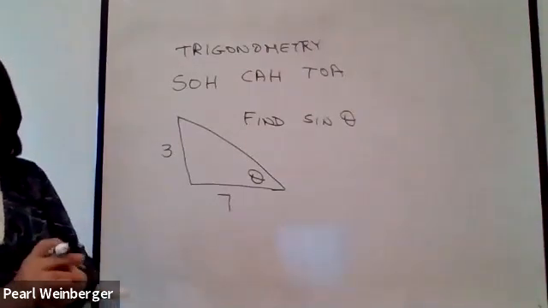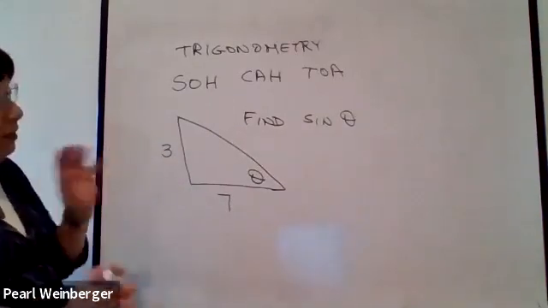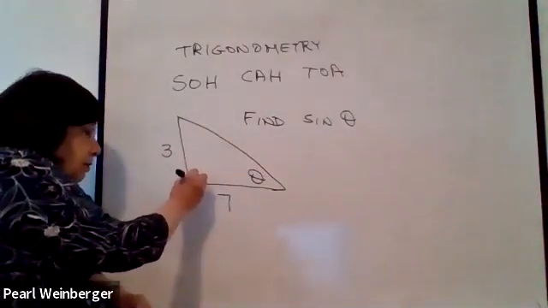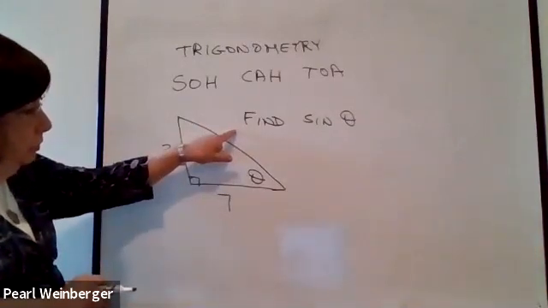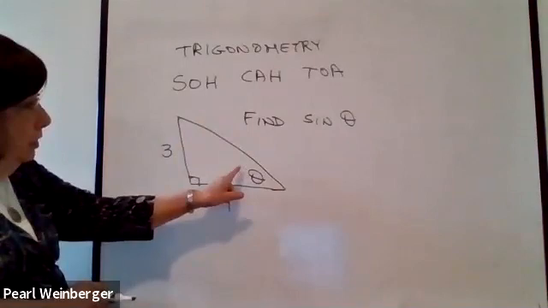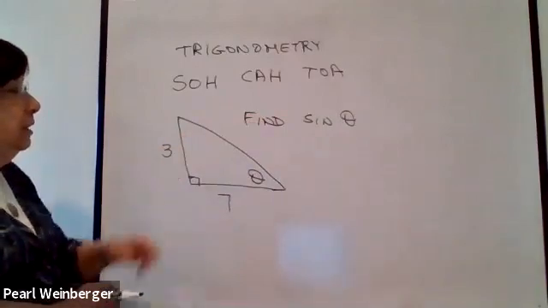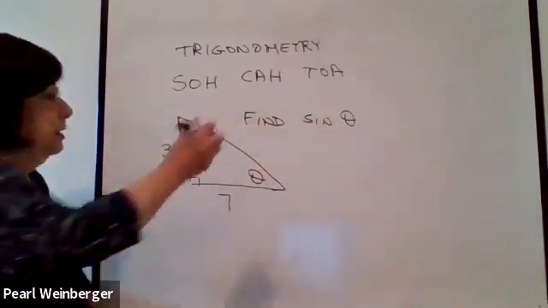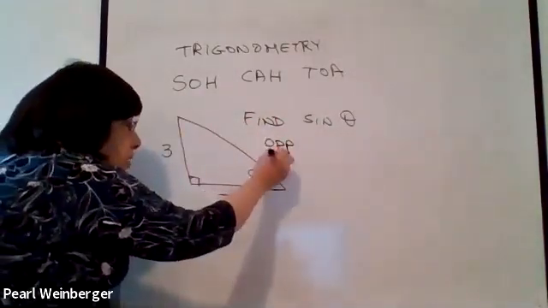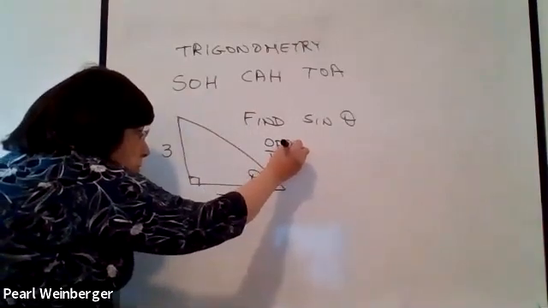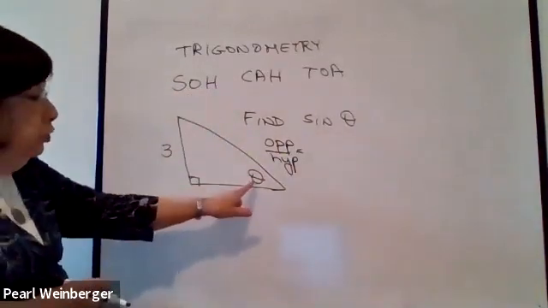All right, let's see if we can work on this together. I didn't have any A, B's, and C's in here, but it doesn't matter. I still know that this is my right angle. I really should have put that little square in there. So this is my hypotenuse, and this is the angle that I'm looking at. Now, it says find sine theta, and I know sine is opposite over hypotenuse. So opposite over hypotenuse. So let's look at this.